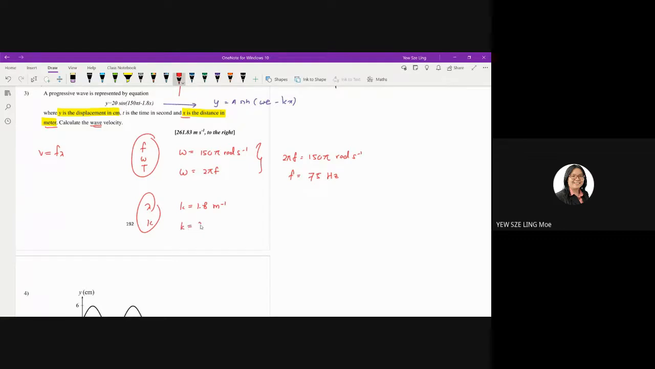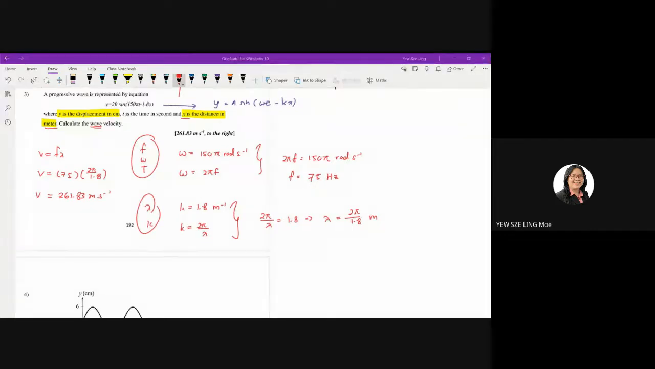And k is also 2 pi over lambda. Combining these, 2 pi over lambda equals 1.8, so lambda equals 2 pi divided by 1.8 meter. Now you can substitute into the equation: v equals 75 times 2 pi over 1.8. Therefore, you obtain 261.83 meter per second. Not cm per second, but meter per second, because x is in meter. So that is question number 3.